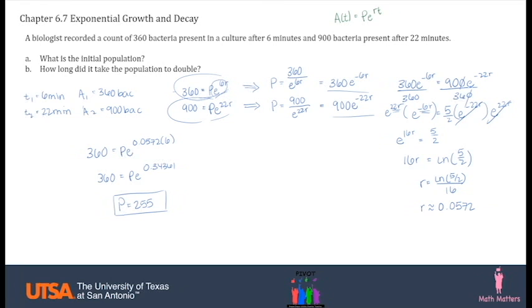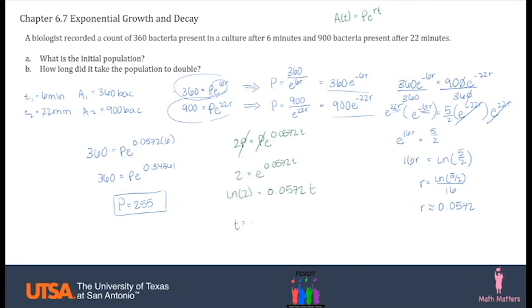And then it asks, how long did it take for the population to double? So we want twice the population, and then we have P times e to the, and then we have our r, 0.0572 times t. We want to know for what t is this expression true. So we can cancel the P's. Then we have 2 equals e to the rt. Take ln of both sides. Then we're left with this.